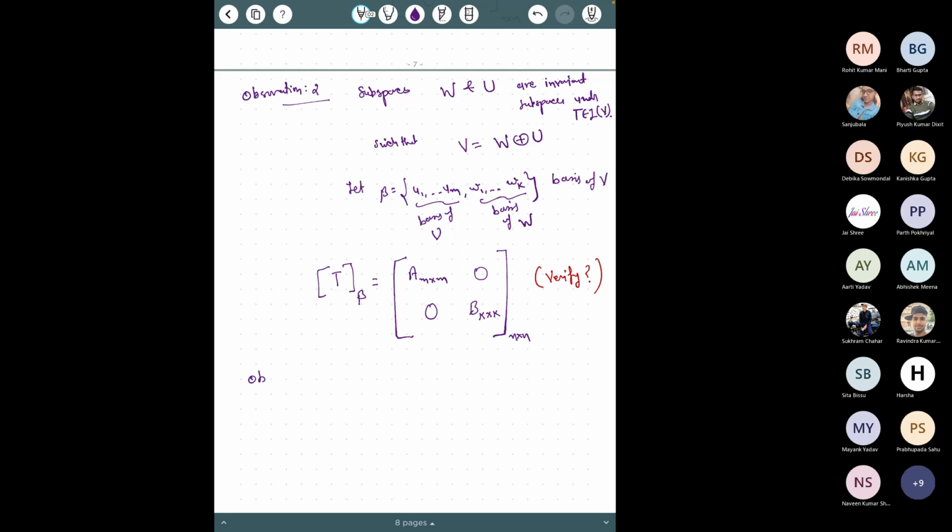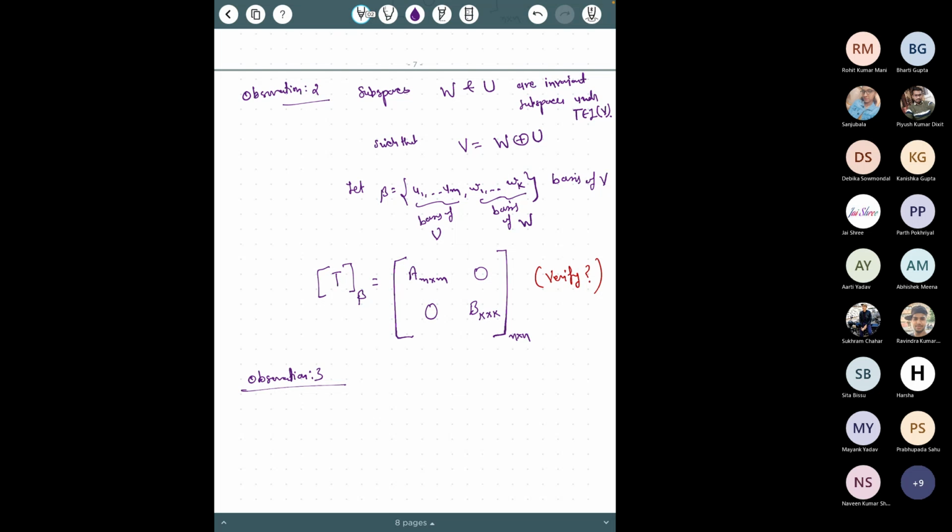Now we have become greedy and we want to create more zeros. So what is the best you can expect? Instead of 2, if I have 3 invariant subspaces whose direct sum is equal to V, and if I take the union of their bases, it will be a basis of V. And if I look at the matrix of T with respect to that basis, then again it will give more zeros than this second observation. Do you agree with me? Yeah.